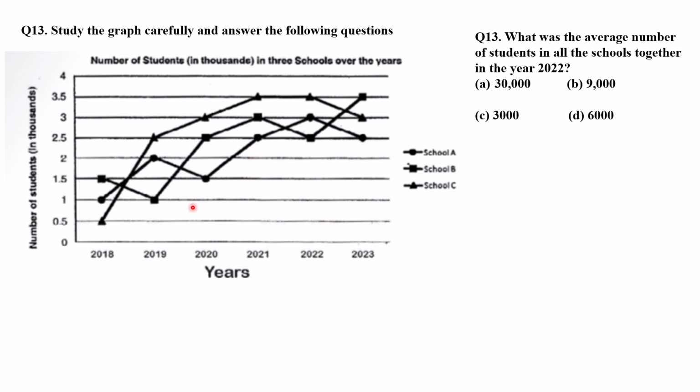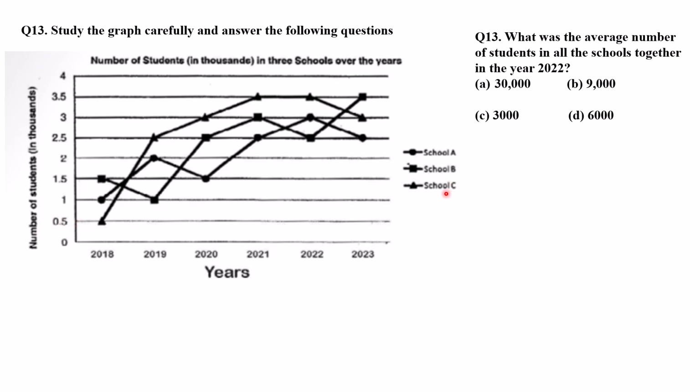So here graph is given. Now the graph is given for number of students in three schools over the years, and this data is given for thousands, okay, per thousand. So what is the meaning of per thousand? It means in the year 2018, if school C is having 0.5 into 1000 students. So 0.5 into 1000 means 500 students. So like that you have to get the data.